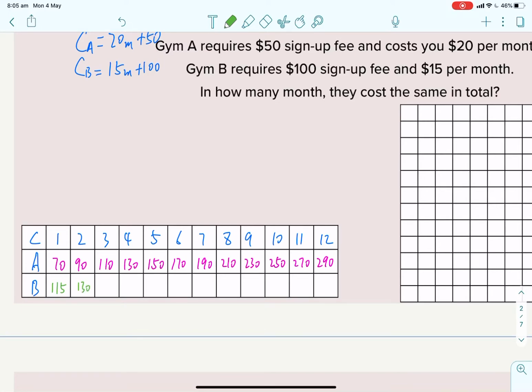So 130, 145, 160, 175, 190, and 205, 220, and 235, 250. Oh, the same. Interesting. Let's highlight this one first, and then 265 and 280.